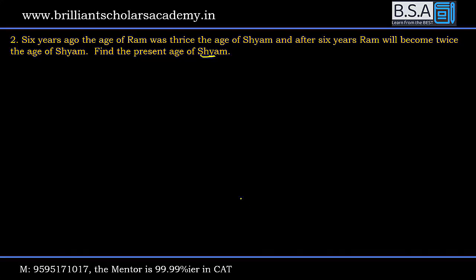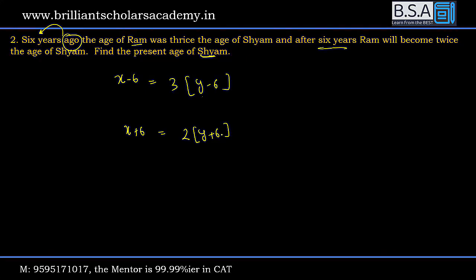So how do we frame these equations? Let us say age of Ram is X, Sham is Y. When we say ago, it means past, before. So 6 years ago, they will both lose 6 years. X and Y are their current ages. 6 years ago, the age of Ram was 3 times of Sham. After 6 years means X will increase by 6, Y will increase by 6. The age of Ram will become twice of Sham.